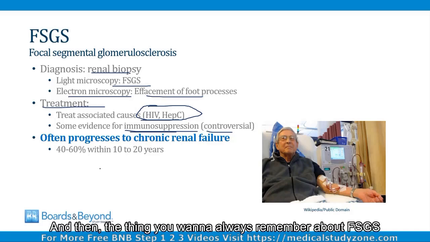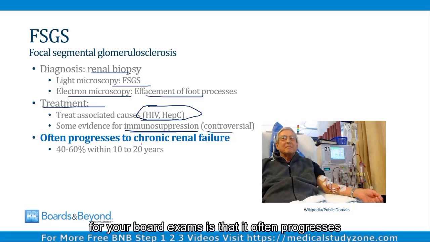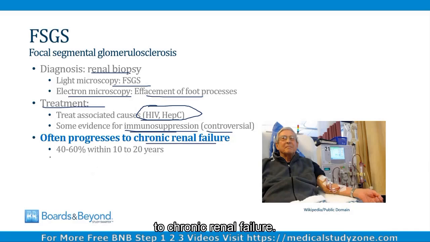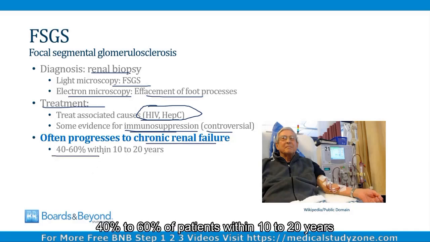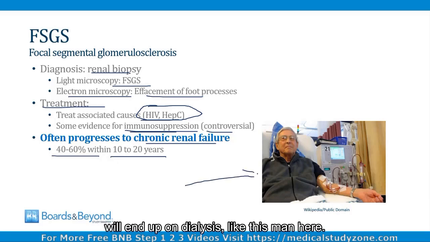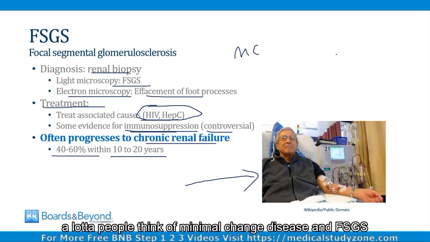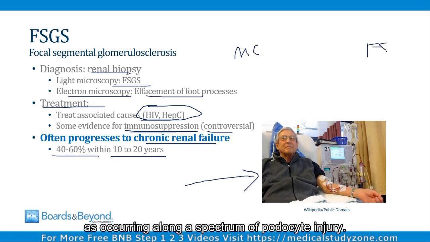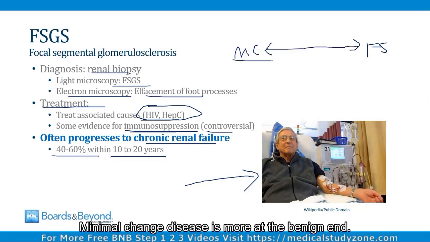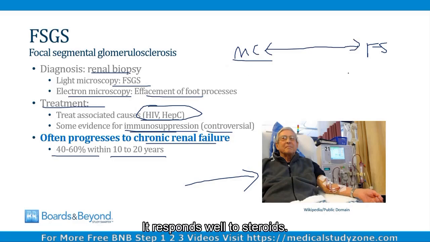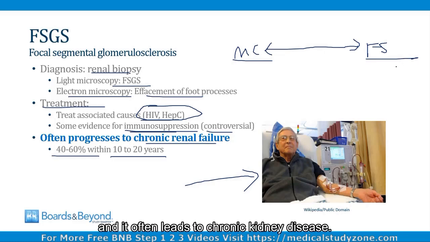And then the thing you want to always remember about FSGS for your board exams is that it often progresses to chronic renal failure. 40 to 60% of patients within 10 to 20 years will end up on dialysis like this man here. So as I said before, a lot of people think of minimal change disease and FSGS as occurring along a spectrum of podocyte injury. Minimal change disease is more at the benign end. It usually gets better. It responds well to steroids. FSGS is at the more severe end. It doesn't respond as well to treatment, and it often leads to chronic kidney disease.